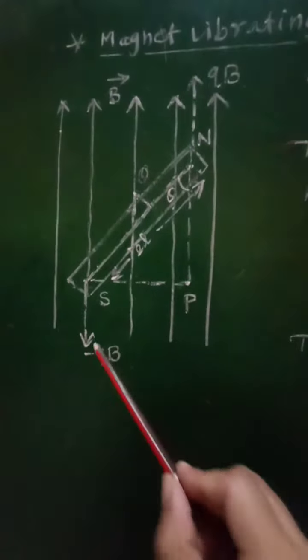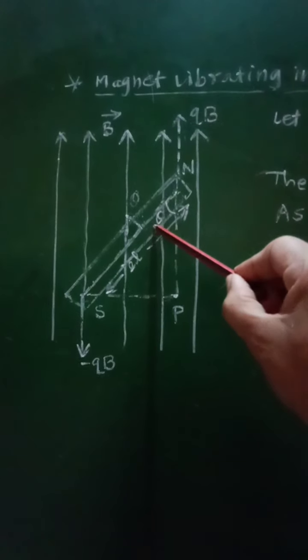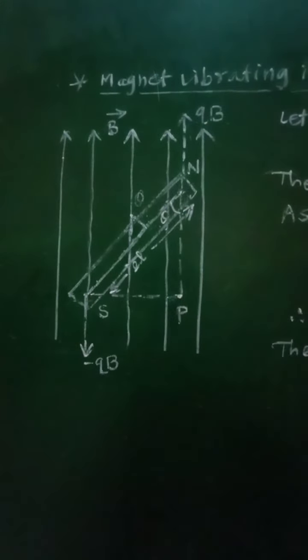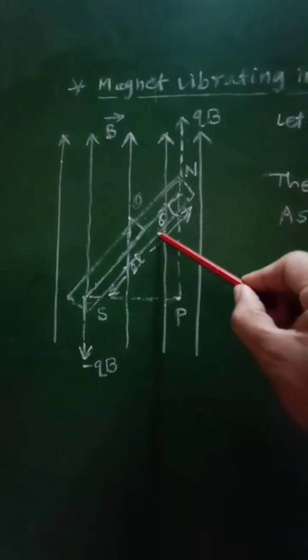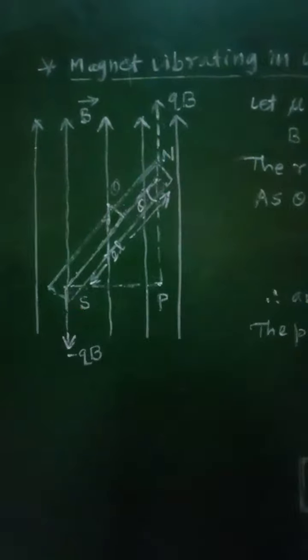Now as this angle is theta here, therefore this angle will also become theta, and therefore angle SNP will be equal to theta. Angle NSP will be 90 minus theta, and at point P the angle is 90. So remember, angle SNP equals theta, angle NSP equals 90 minus theta.